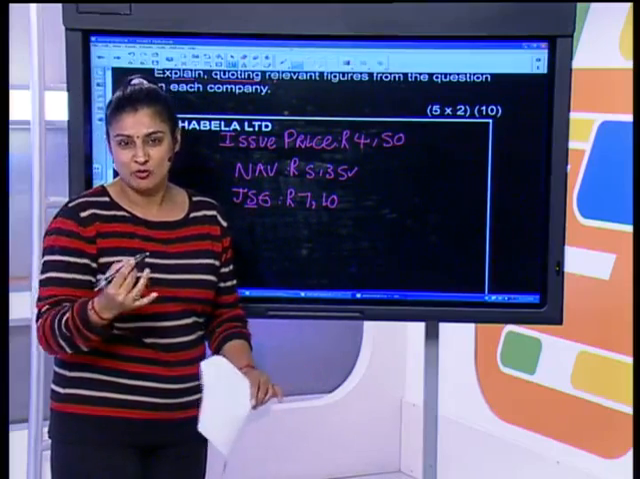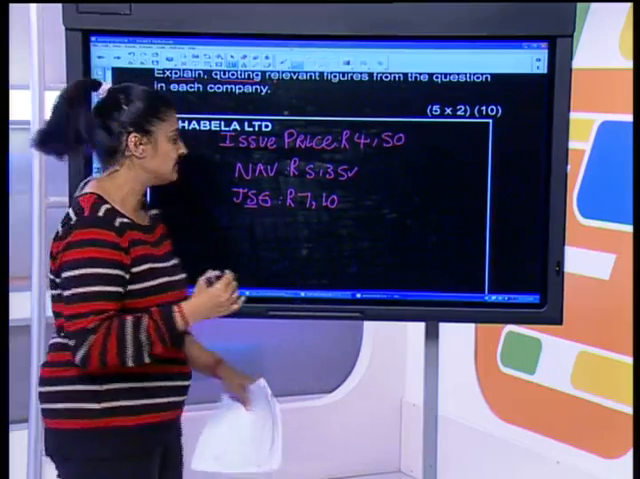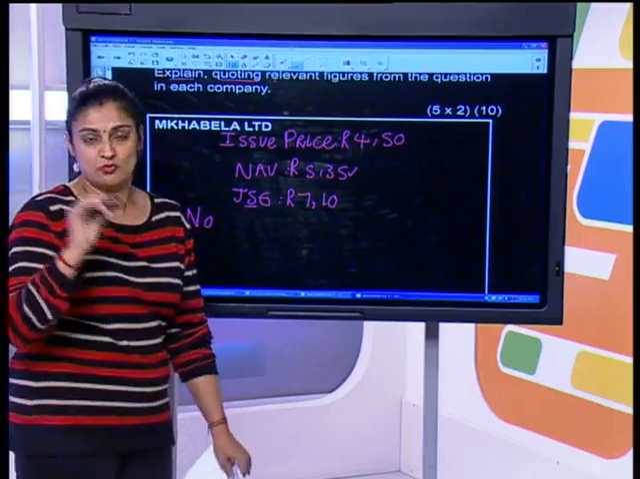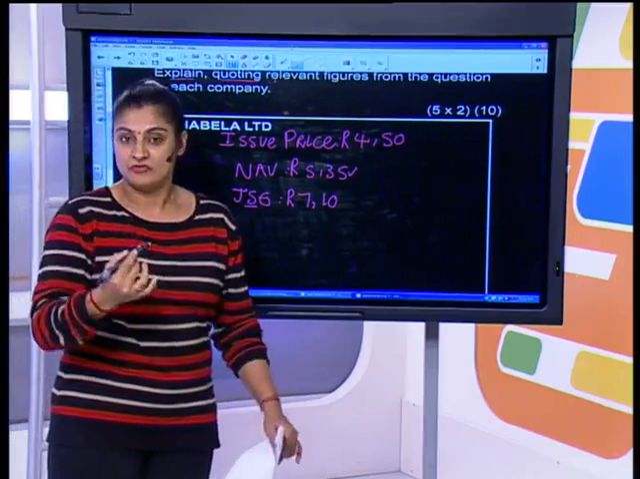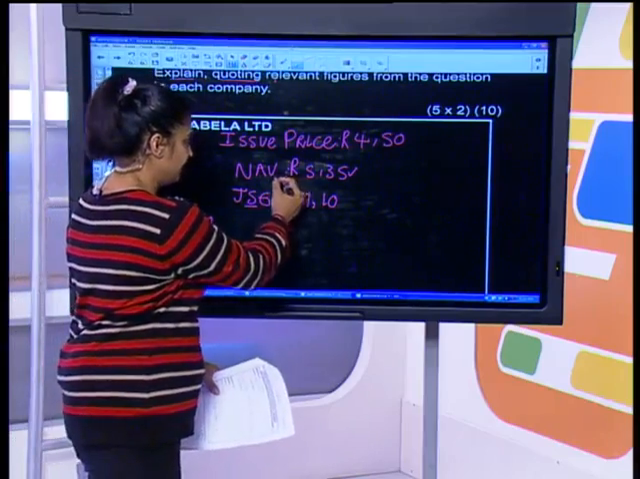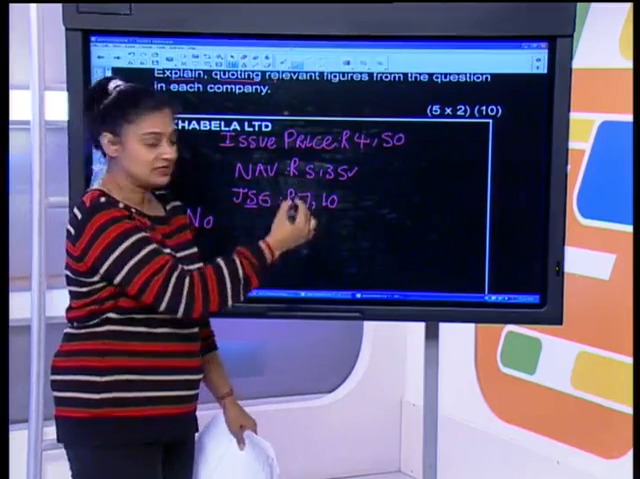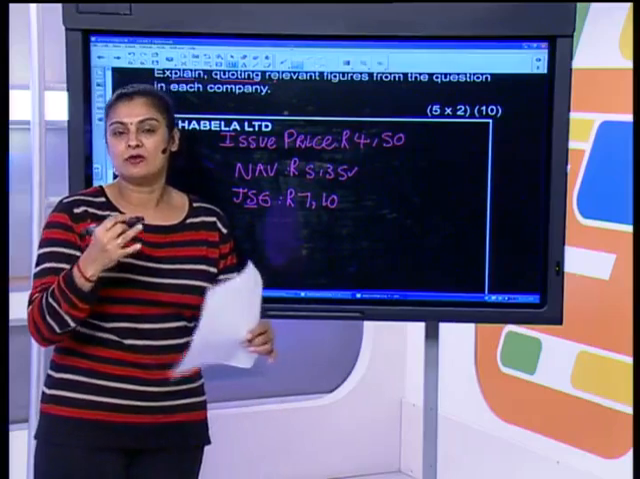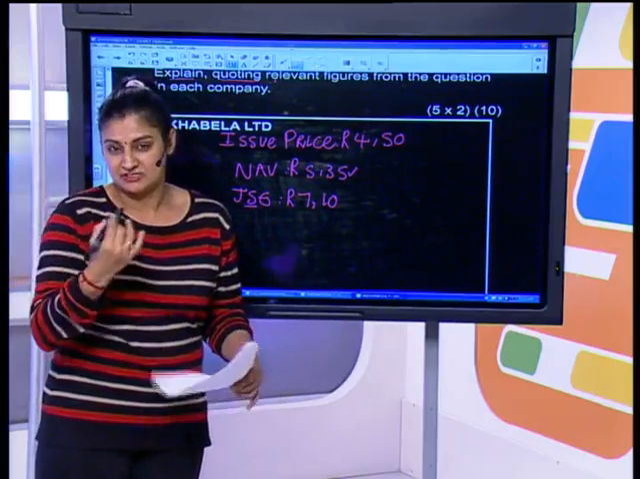So will the shareholders, the existing shareholders, be satisfied with this? The answer is definitely not. Okay, no, they're not going to be satisfied. The reason? The net asset value as well as the market value is much higher than the issue price, or you can obviously state the opposite as well.